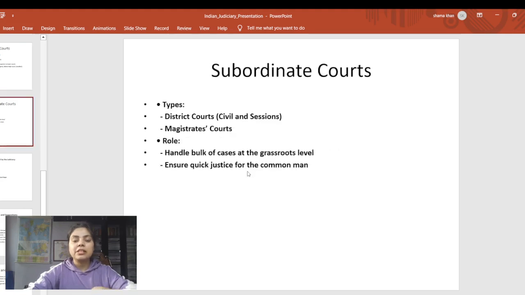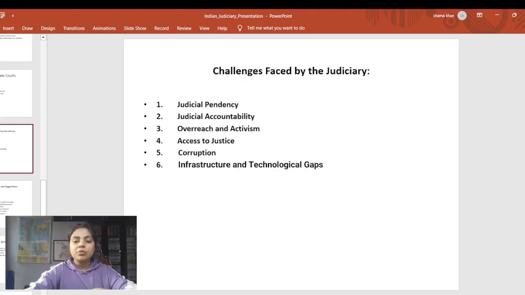If we see the structure of the subordinate courts, we have two types: one is the district court, which deals in civil and sessions matters, and another is the magistrates courts. Their role is to handle the bulk of cases at the grassroots level in order to ensure quick justice for common people. The most important topic here is the challenges faced by the judiciary.